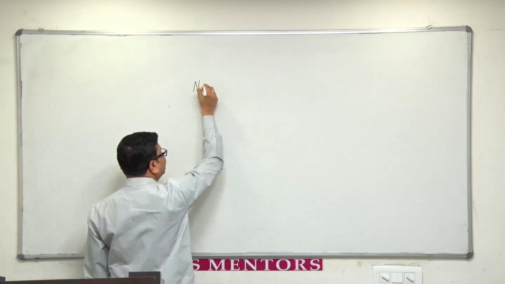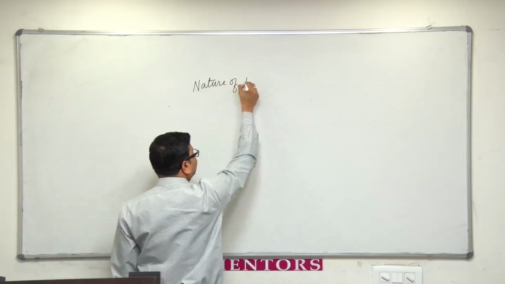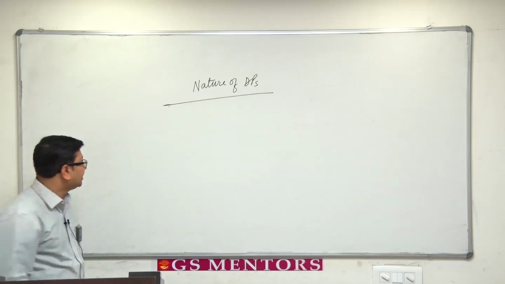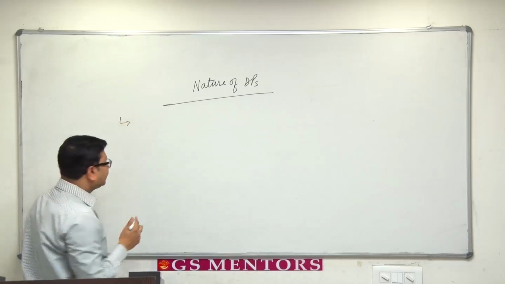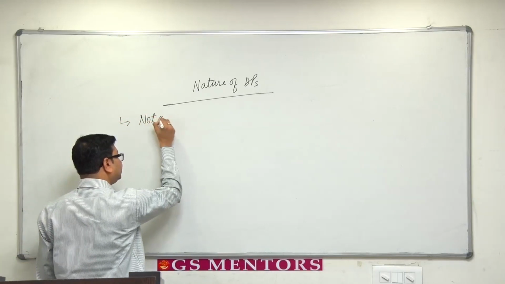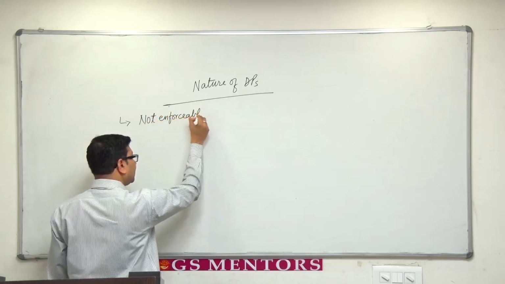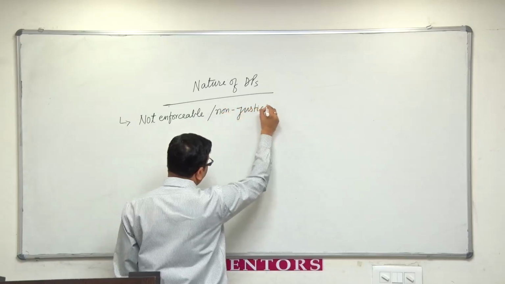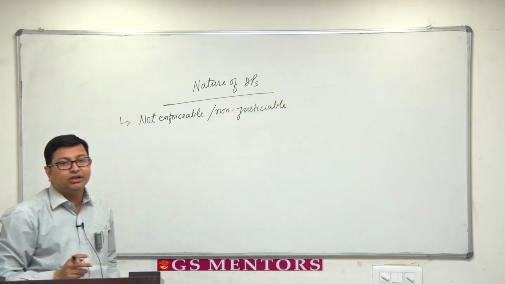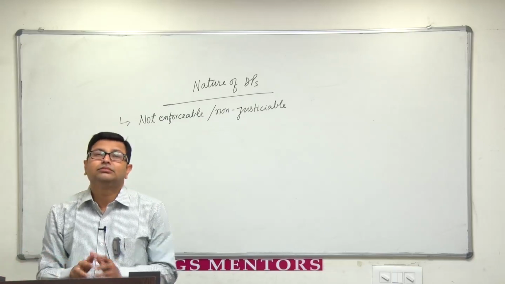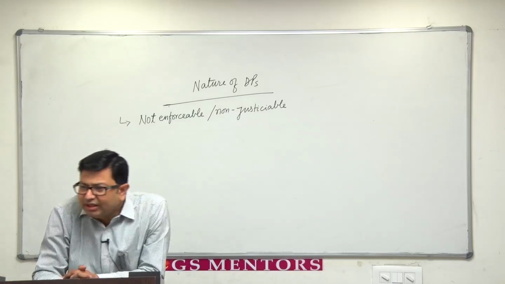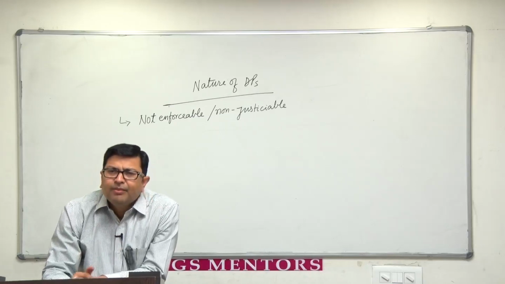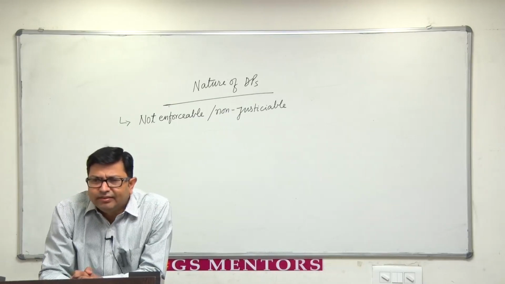Coming to the nature of the directive principles. The directive principles are not enforceable, or they are non-justiciable. Not enforceable or non-justiciable. Now coming to the question that you were putting, prohibition. Basically, even if the directive principles are not implemented, we cannot go to the court of law.